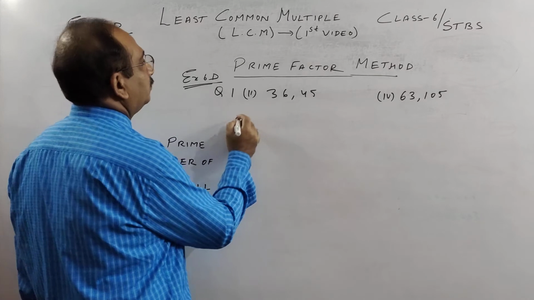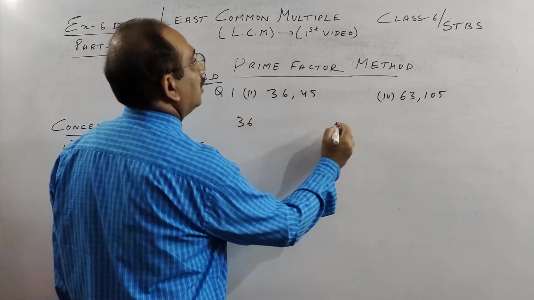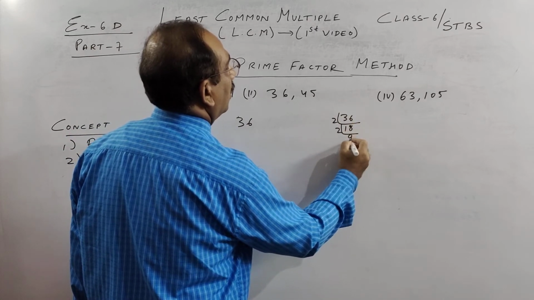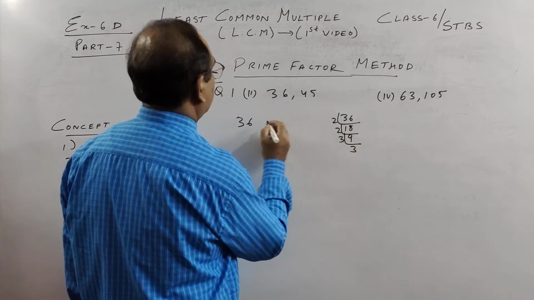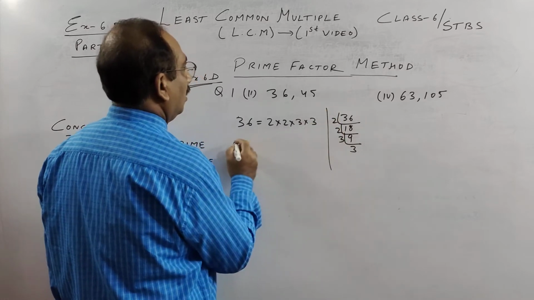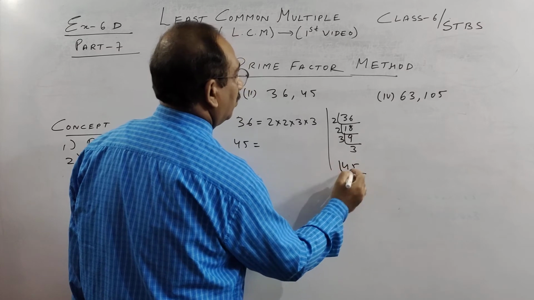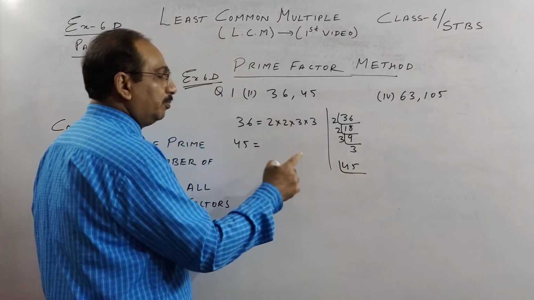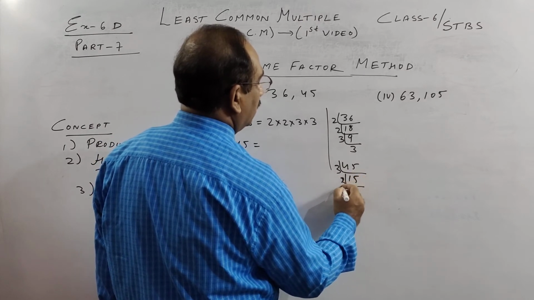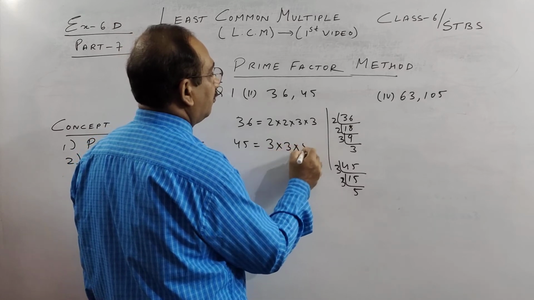So here we go. This is by prime factor method. So 36, children, is 2, 18, 2, 9. It becomes half, 3, 3. So 2 into 2 into 3 into 3. If you see 45, children, it is an odd number, so it will not go by 2, it will go by 3, because 4 plus 5 is 9. Again it will go by 3, then you will get 5. 3 into 3 into 5.